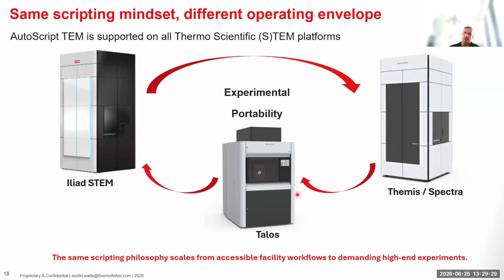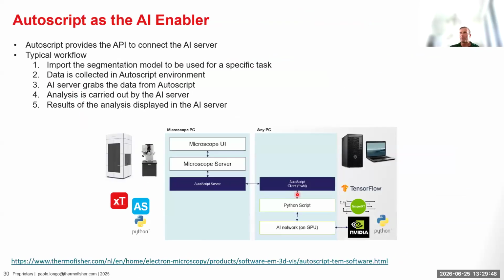Okay, so this is just to give you a little bit of an introduction to AutoScript and show you some examples of the power of AutoScript. But as I mentioned at the very start, AutoScript also provides an API. Normally, we see AutoScript as the AI enabler, and I'm going to show you some examples here. AutoScript provides the API to connect the AI service.